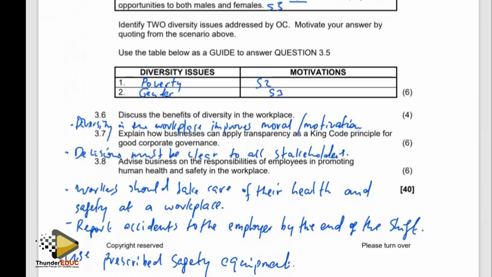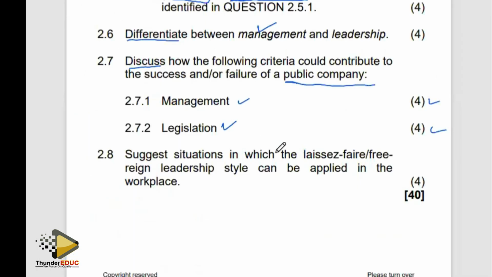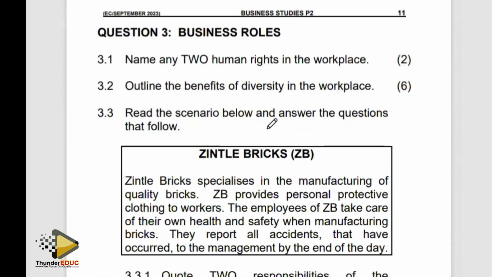question paper. Then let's go to another question paper and go through question 3 of it as well. Okay, right. So now when we check our question 3, this side is also the same manner where we are expected to deal with the business roles. Okay, right. So now let's check 3.1. So now 3.1 reads as follows. Name any 2 human rights in the workplace.